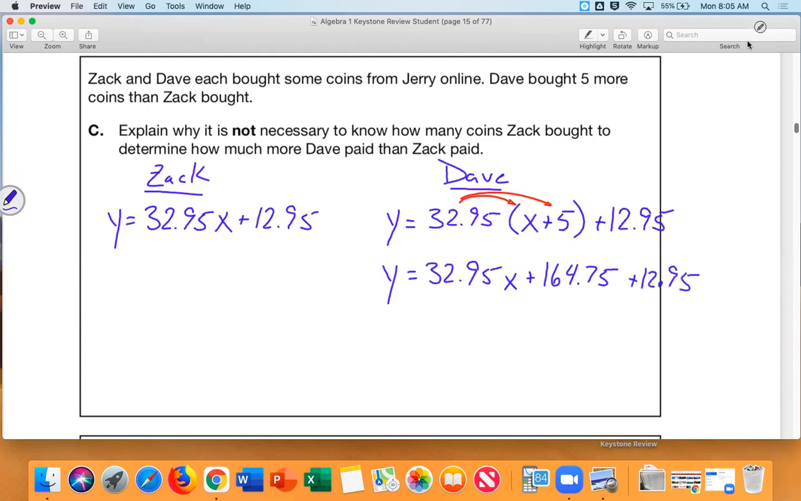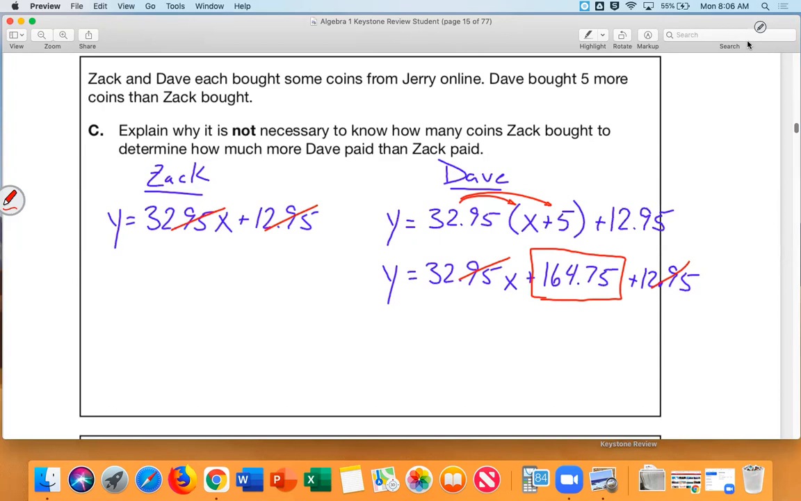Now, let's look at these two. When I'm thinking about it, how much more did Dave buy? Well, look, each equation both have 32.95X. Do you see that? So they're the same. They also both have this 12.95 for shipping, right? See that? So how much more did he pay? There it is, right there. And it came from the 32.95 times 5.